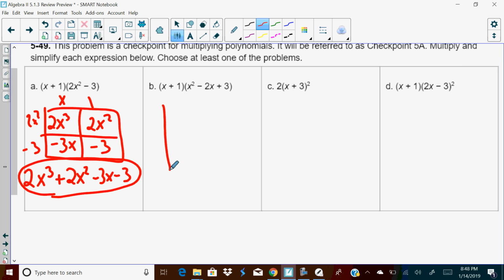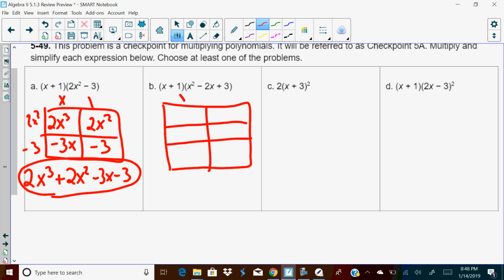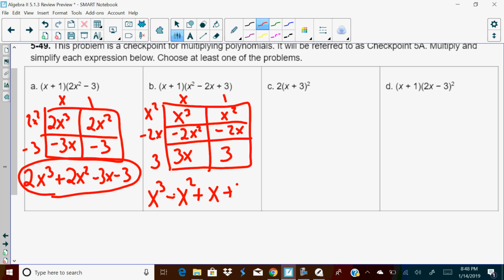For B, I can also use a generic rectangle. This time, though, I'm going to have 3 rows instead of 2. So x and 1, so x squared, negative 2x, and 3. So I'm going to get x cubed, x squared, negative 2x squared, negative 2x, 3x, and 3. So I can't combine anything with x cubed. So I get x cubed, x squared minus 2x squared is minus x squared. Negative 2x plus 3x is plus x plus 3.